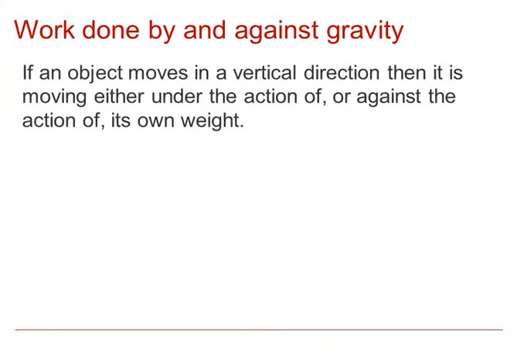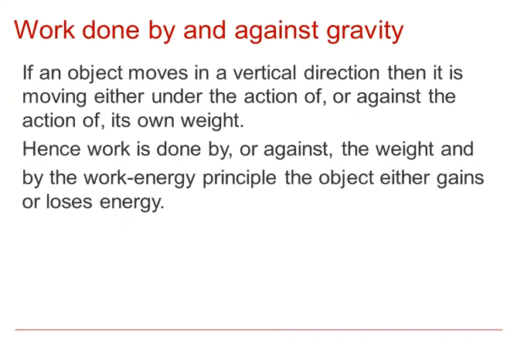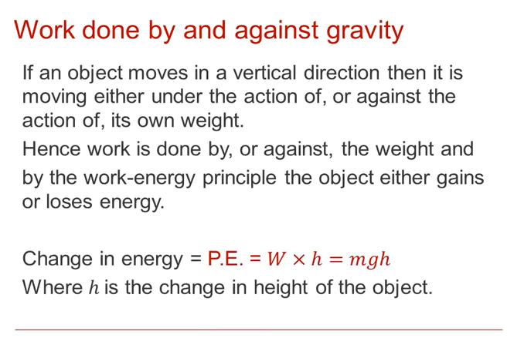So if an object moves in a vertical direction, then it is moving either under the action of or against the action of its own weight, depending on whether it is going upwards or downwards. Hence, work is done by or against the weight, and by the work energy principle, the object either gains or loses energy. This change in energy is called its potential energy and is W times the height, which is mgh, where h is the change in the height of the object.